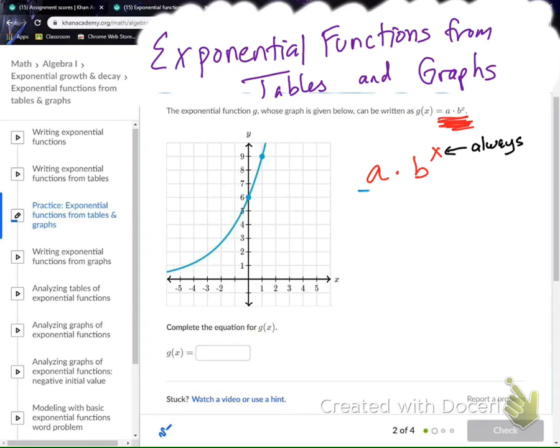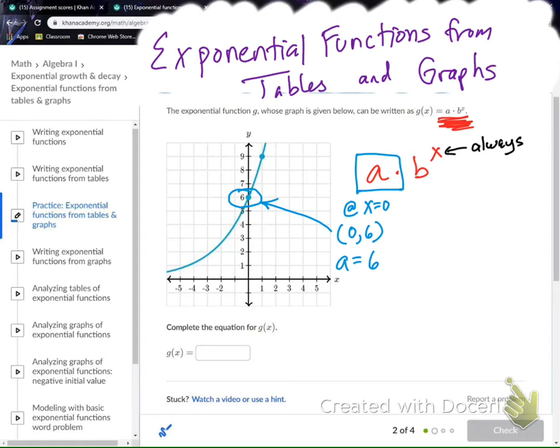A is going to be the simplest one to find. A is always the starting value. So this is whenever we're looking at a time of 0. So in terms of coordinates, I see that the point (0, 6) is right here on the graph. So I can conclude that my a for my problem is 6.